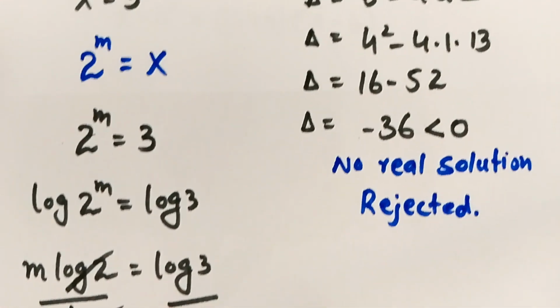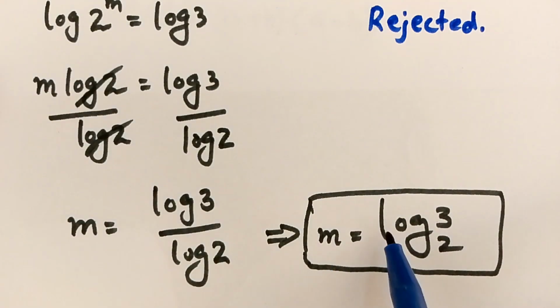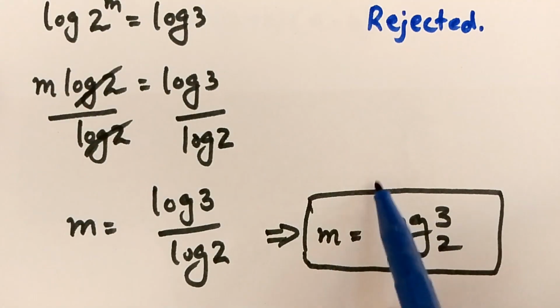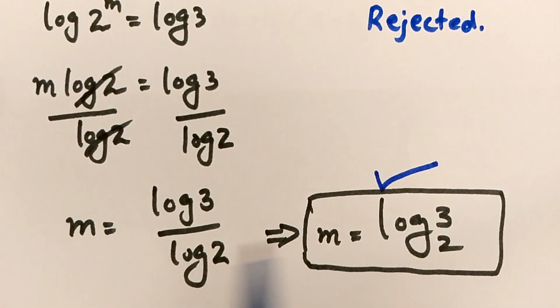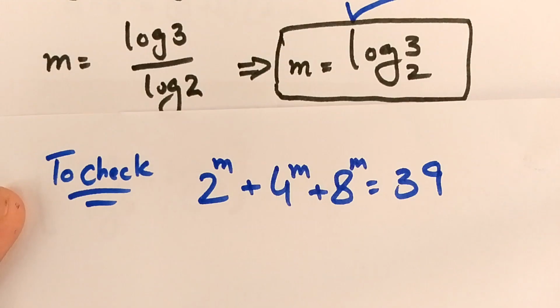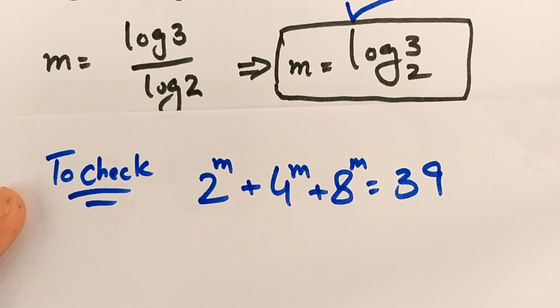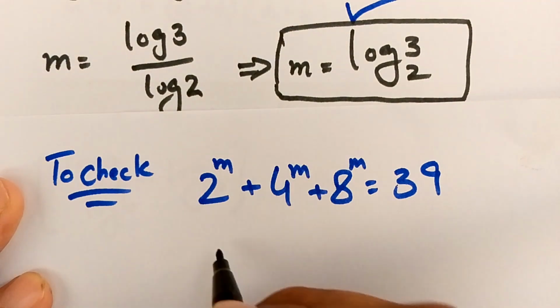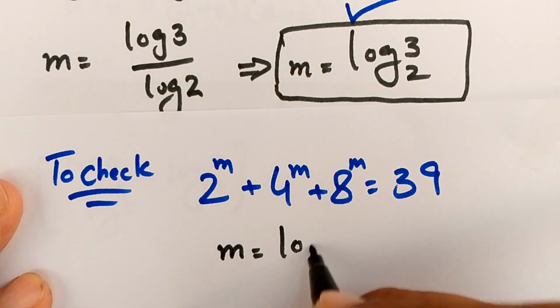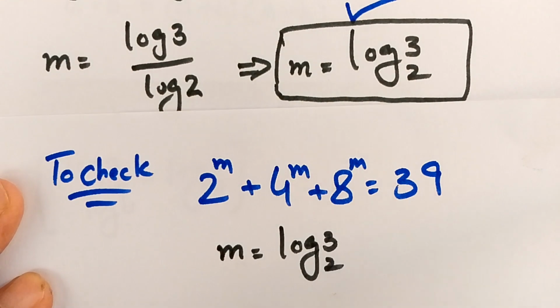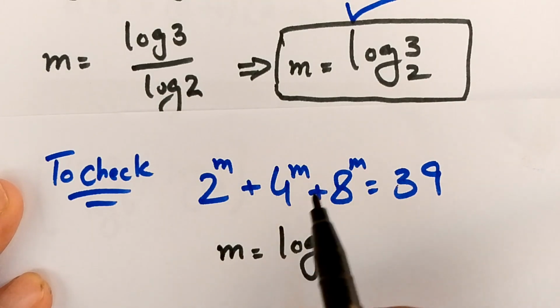So our final answer is m is equal to log of 3 of base 2. So this is the answer of this interesting question. Now we have to check whether this answer is correct or not. Now to check, the question is 2 to the power of m plus 4 to the power of m plus 8 to the power of m is equal to 39, and we know that the value of m is equal to log of 3 with base 2. So we have to put the value of m in this question.